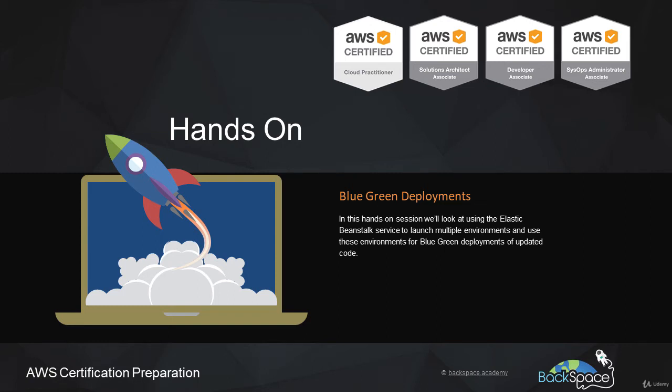In this hands-on session, I'm going to demonstrate how to use the Elastic Beanstalk service to launch multiple environments and then use those multiple environments in a blue-green deployment to update our code.